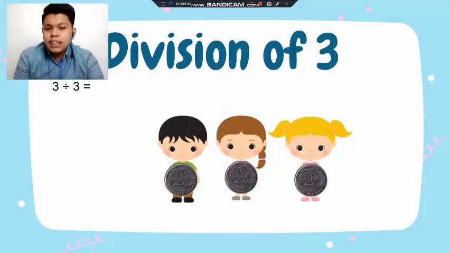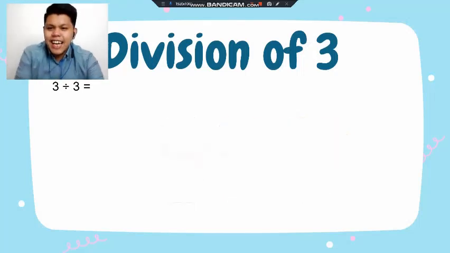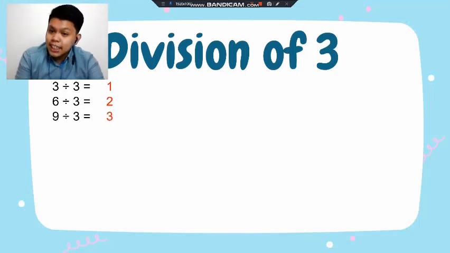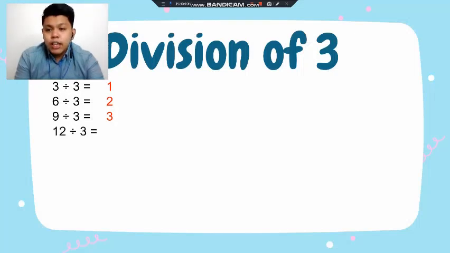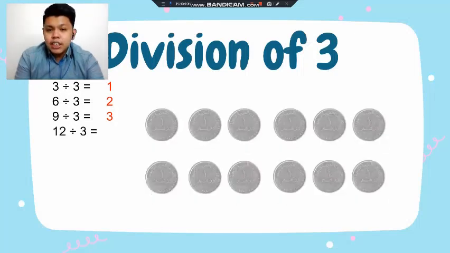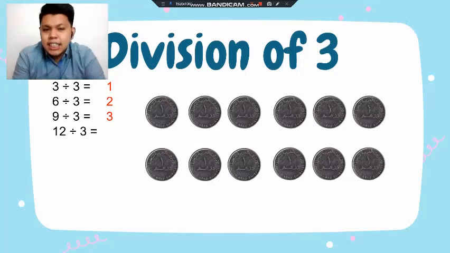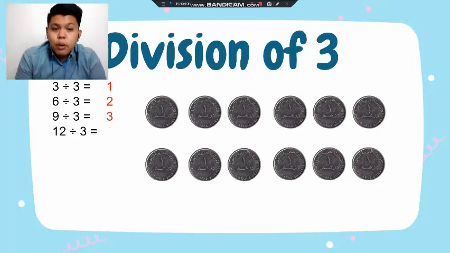So 1 dirham for each kid. So your answer is 1. Okay, so 6 divided by 3 is 2. And 9 divided by 3 is 3. Okay, 12 divided by 3. So for example, let's see this again. Now I have twelve 1 dirham coins.